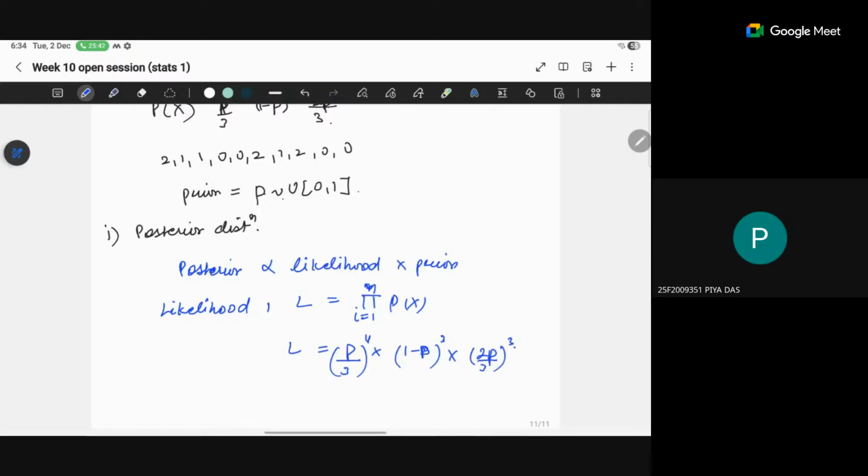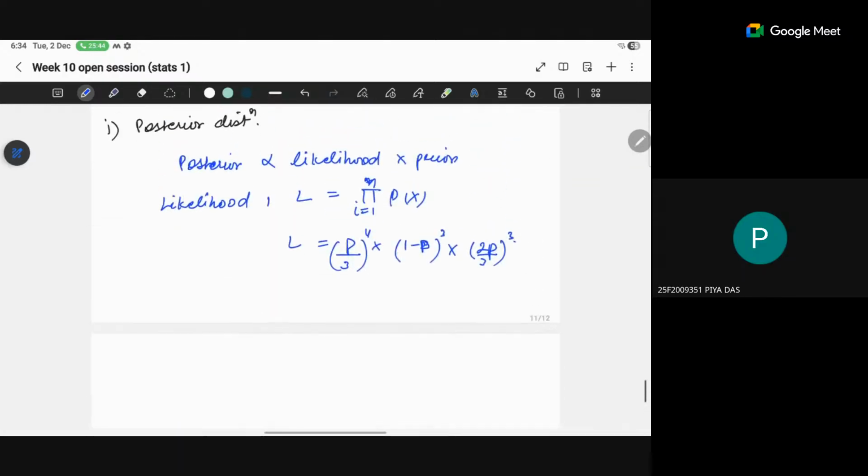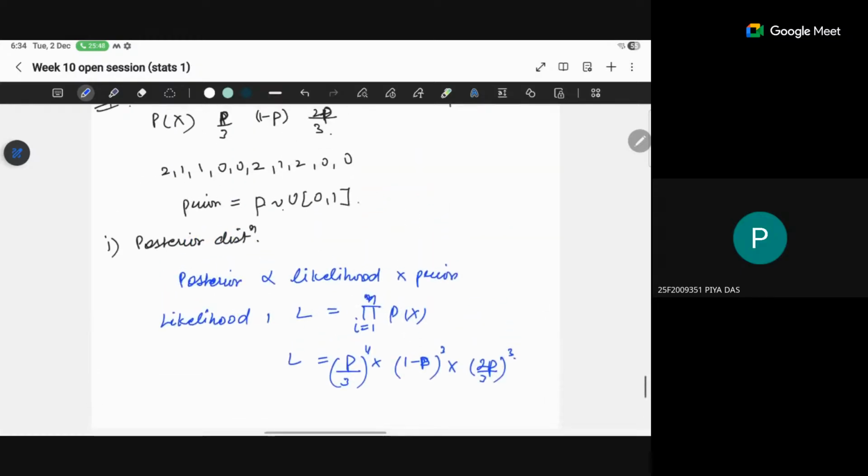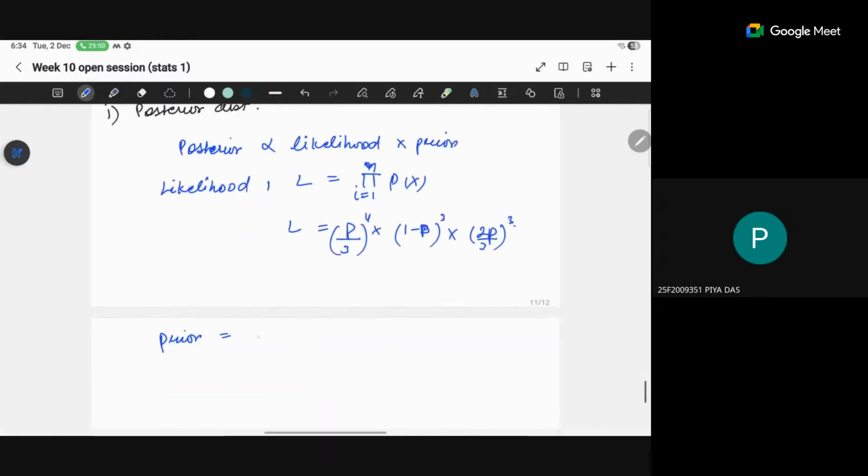Okay. Now we have the likelihood, then the prior. What is my prior? Prior is a uniform distribution. So we know that the density of a uniform is 1/(b - a). So according to this question, it will be 1 only. Yes or no? Yes.